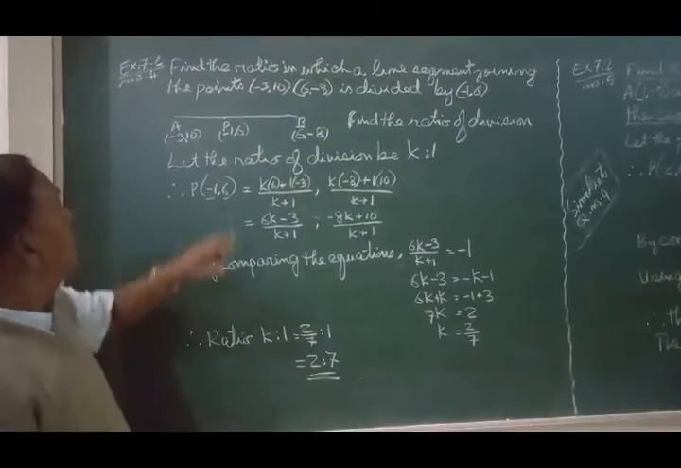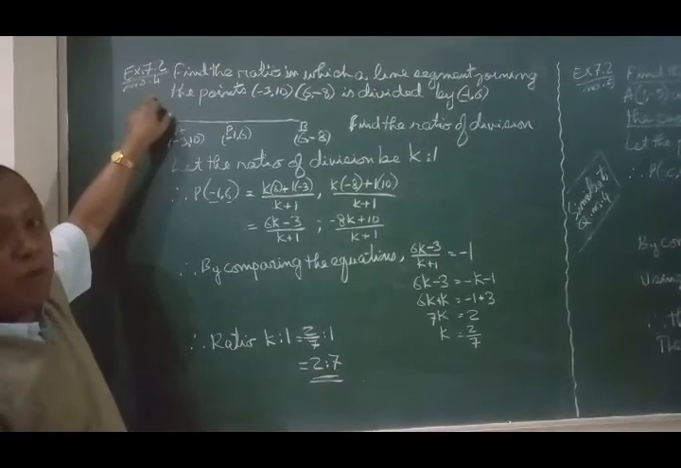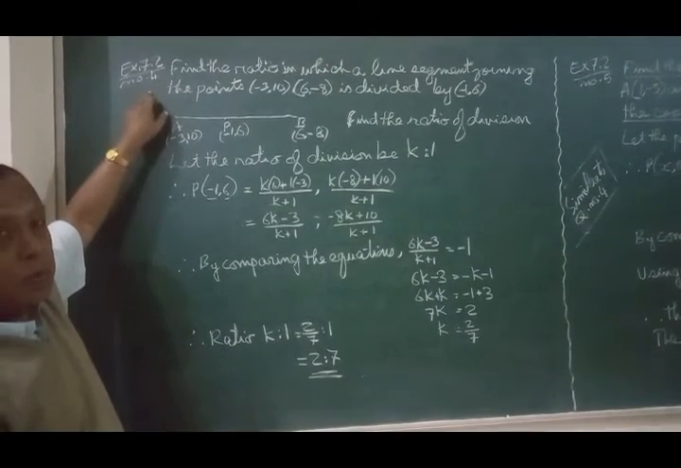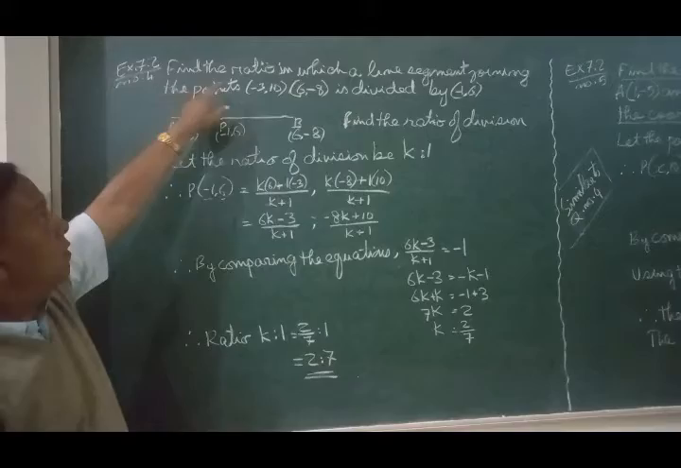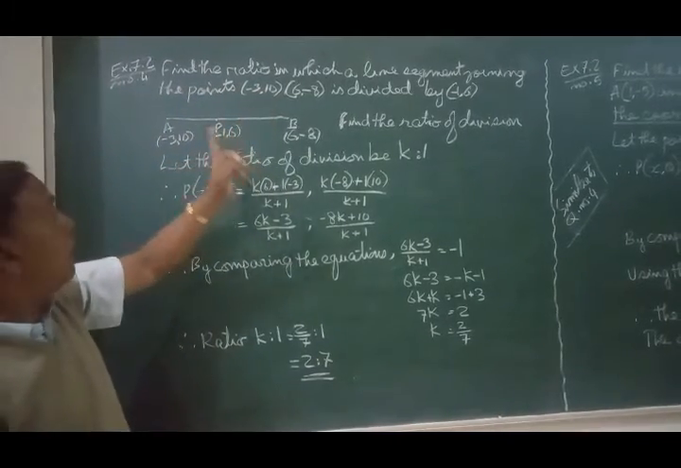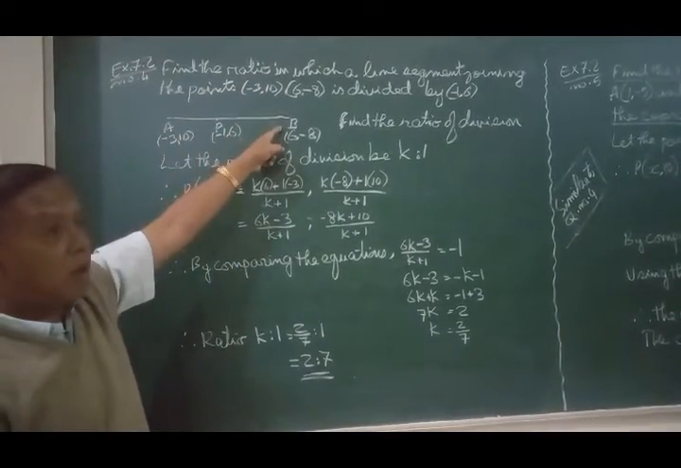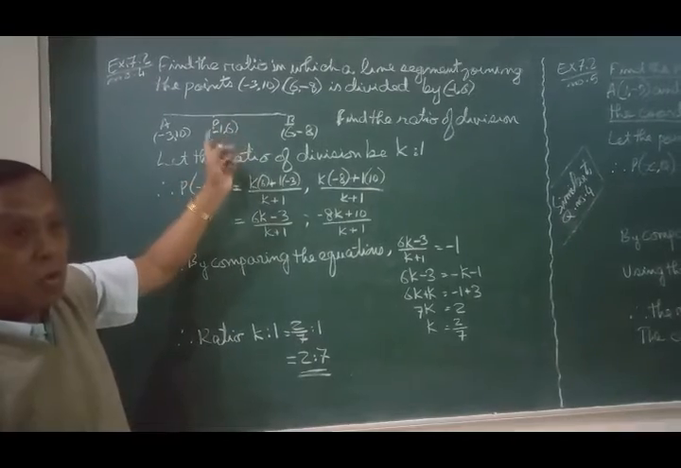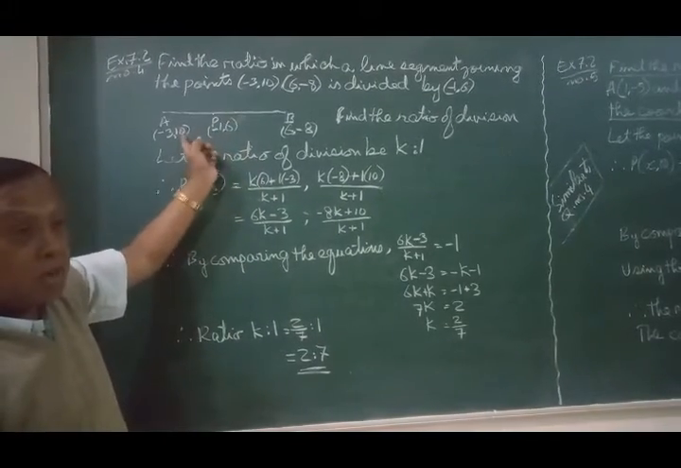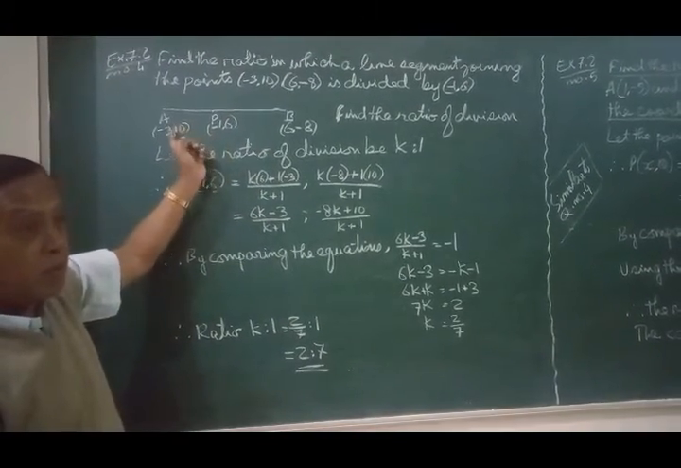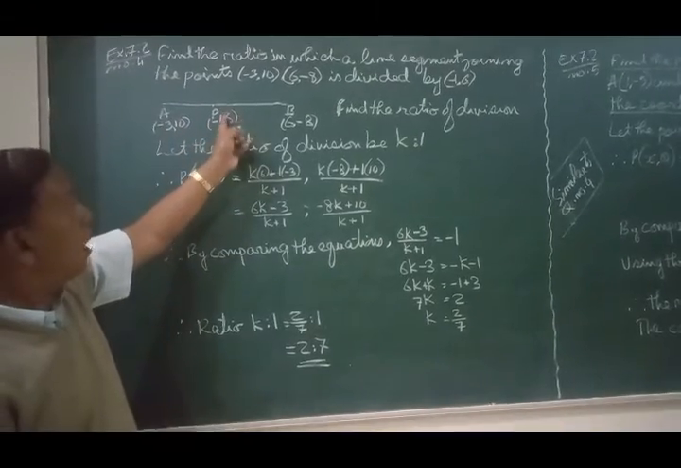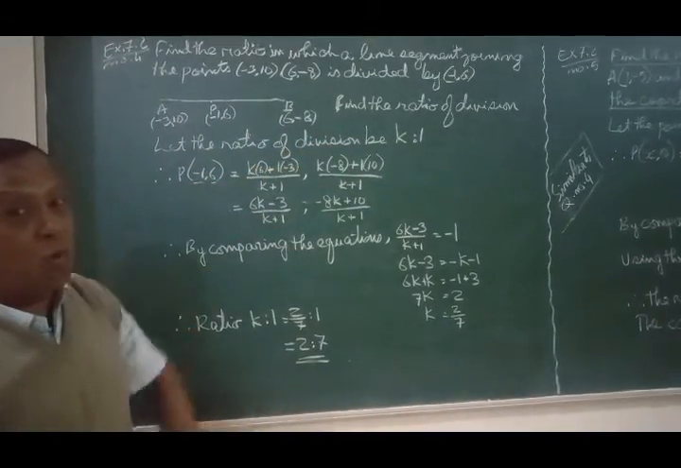We shall now tackle question number 4 of exercise 7.2. Question: find the ratio. We have the 2 points and the third point which divides it also is there. But what is the relationship between the first point A to B and B to B? Find the ratio of the division.